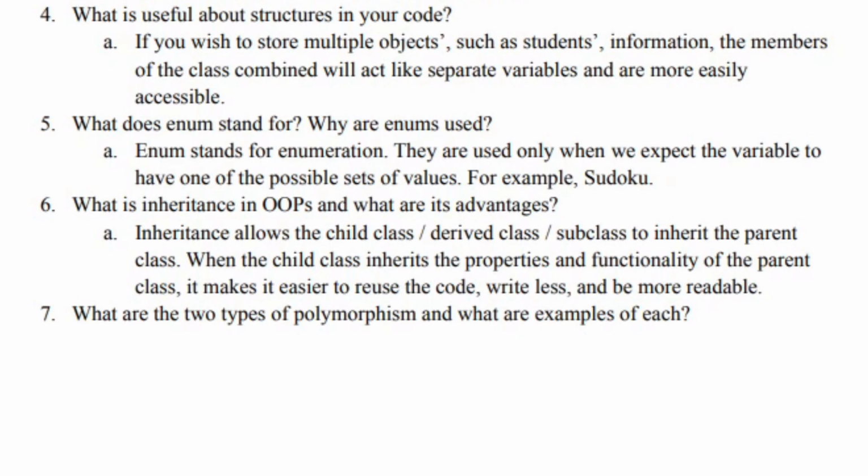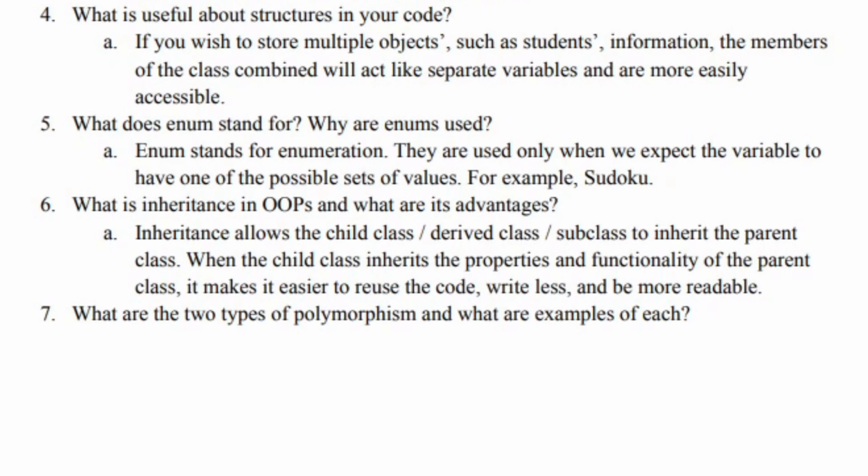6. What is inheritance in OOPs, and what are its advantages? Inheritance allows the child class, also known as derived class or subclass, to inherit the parent class. When the child class inherits the properties and functionality of the parent class, it makes it easier to reuse the code, write less, and be more readable.